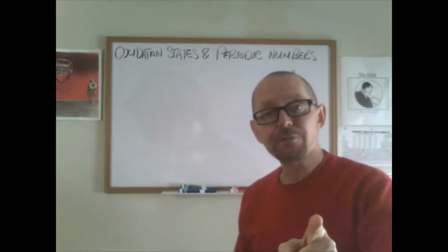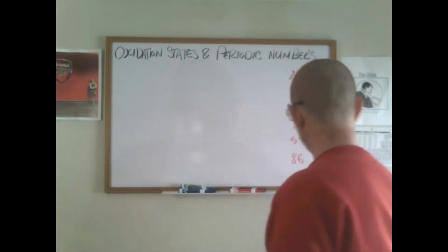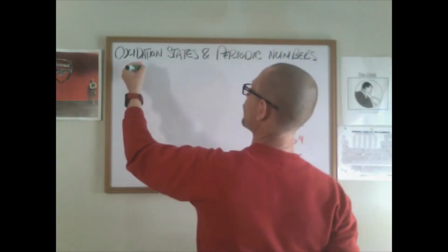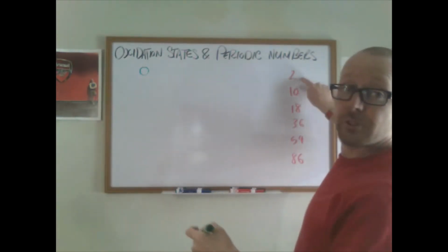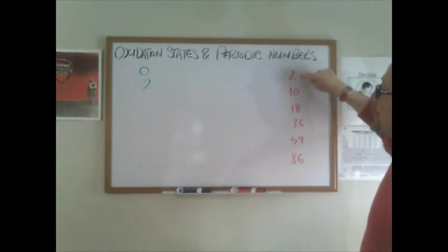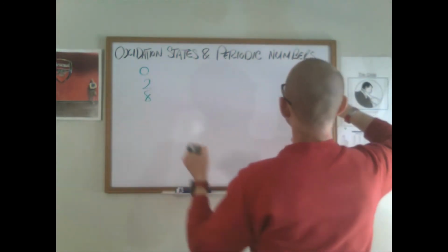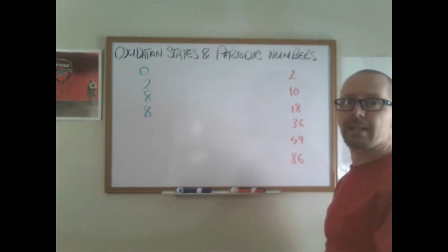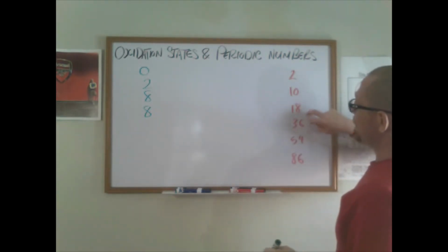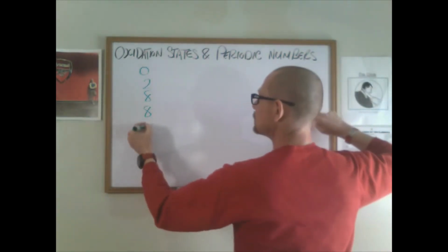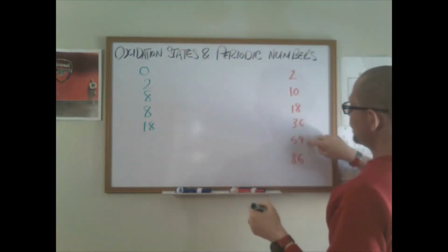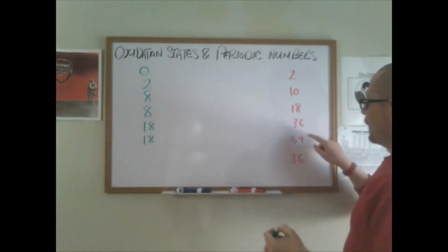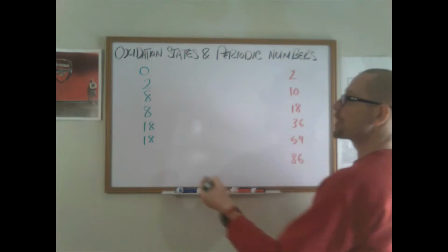What I'm going to do now is take a simple number line and look at the differences in those atomic numbers. So I'm going to start at 0, and then from 0 to 2, the difference is 2. From 2 to 10, the difference is 8. From 10 to 18, the difference is 8, as in 18 minus 10 is 8. 36 minus 18 is 18. 54 minus 36, another 18. 54 to 86 is 32.